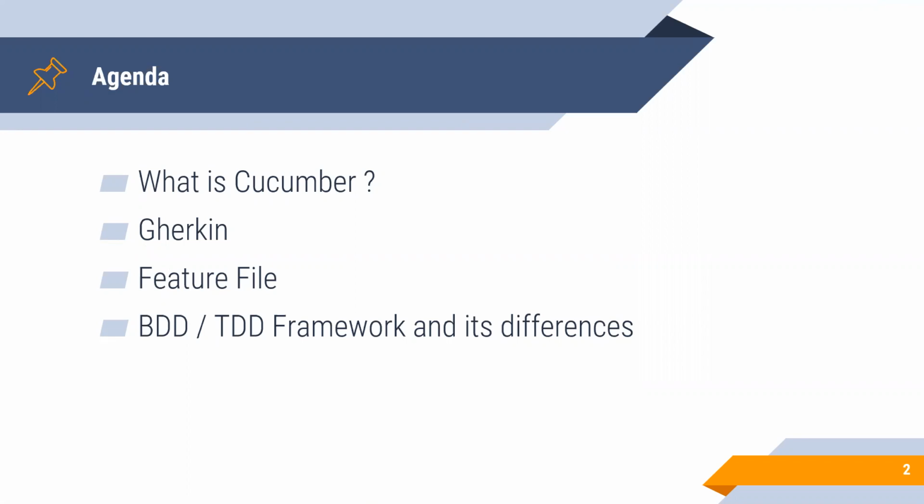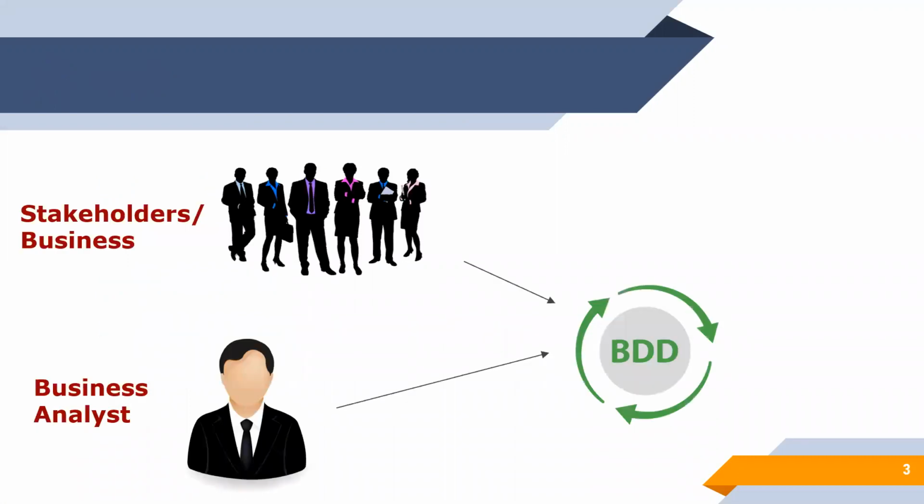Cucumber is a framework that is used to write the BDD, that is the behavioral driven development tests. Cucumber uses the BDD framework, which is similar to TDD, that is the test driven development model. In TDD, we start off by writing tests. However, in the behavioral driven development model, we specify the behavior of the system.